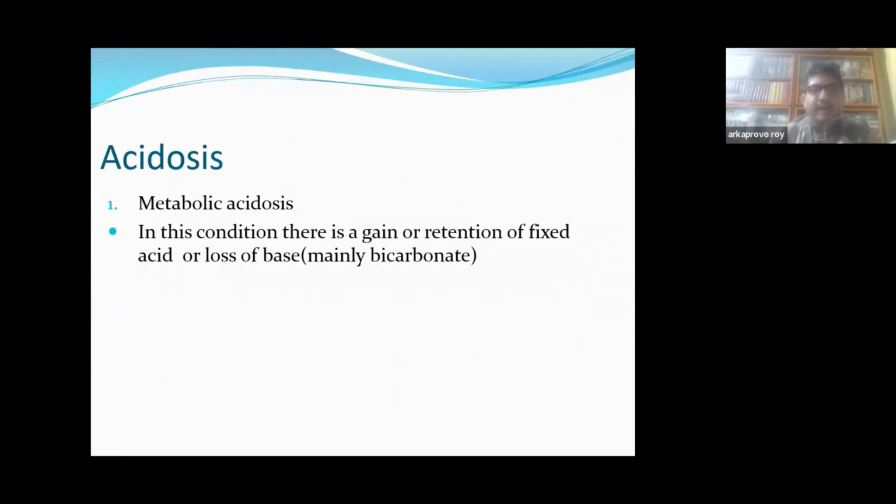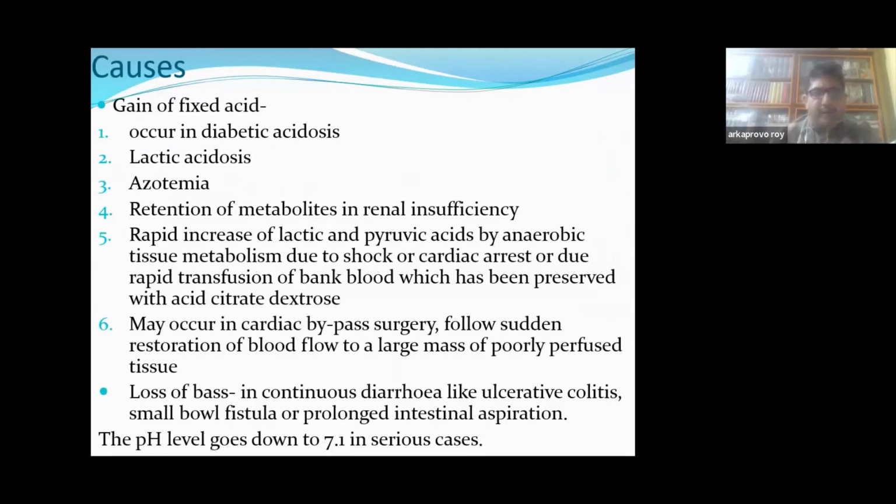Now comes acidosis. First is metabolic acidosis. In this condition, there is a gain or retention of fixed acid or loss of base, mainly bicarbonate. I am not going to the details of the causes. There are diabetic acidosis, lactic acidosis, azotemia. If the pH level goes down to 7.1, it is serious.